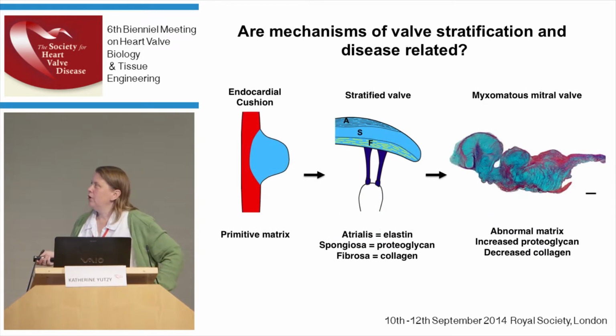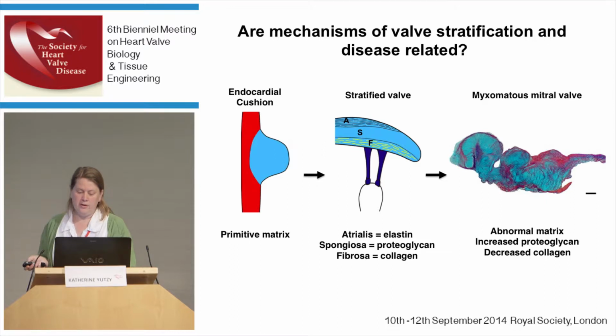Okay, so then to go on to try and look at some of the pathways involved in stratification of the valves. So the valves are stratified into elastin, proteoglycan, and collagen-rich layers. Normally, these layers are very well defined and very well controlled, but in disease, basically the matrix expands and is highly active. And this is a myxomatous valve, and you can see that there's just tremendous amounts of proteoglycan in these valves, and the organization has really fallen apart at this stage.